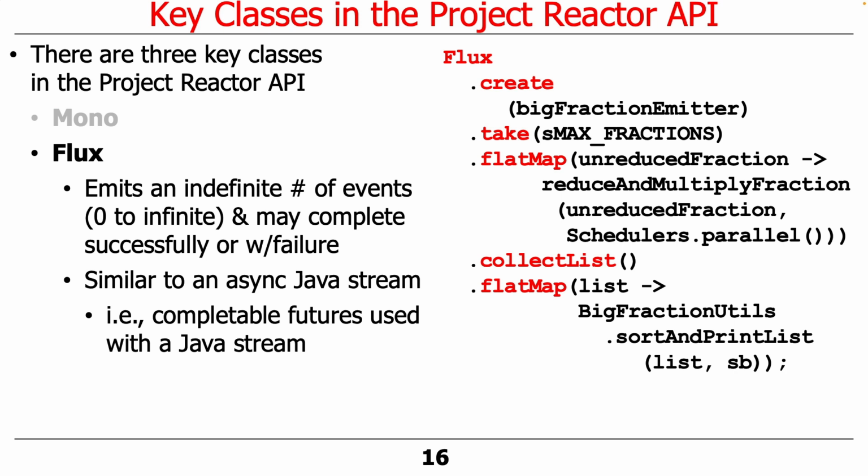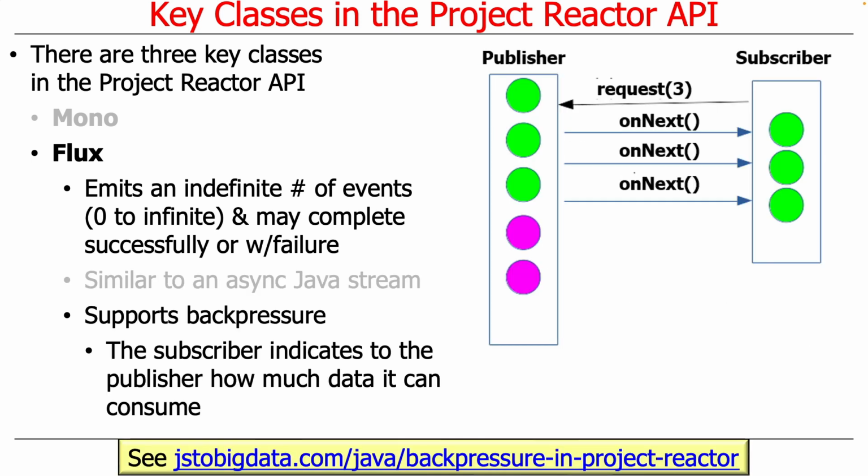We take only up to a certain number of these big fractions that are emitted, because otherwise it'll go on forever. And then we do some reductions where we're going to reduce and multiply the big fraction in a parallel thread pool. We collect the results of all those reductions and multiplications into a list, and then we go ahead and print the results out. We'll show this in more detail later, of course.